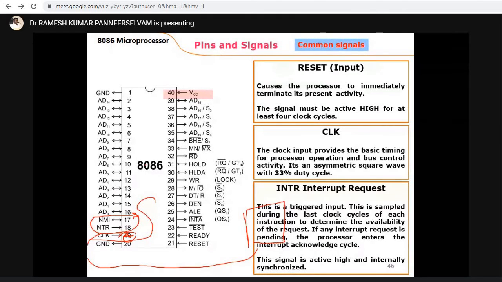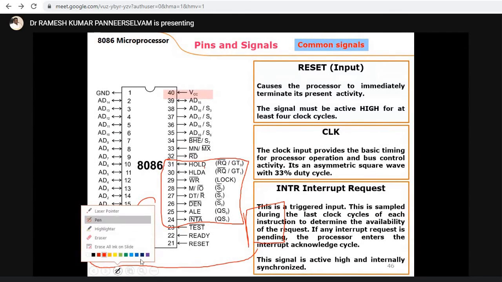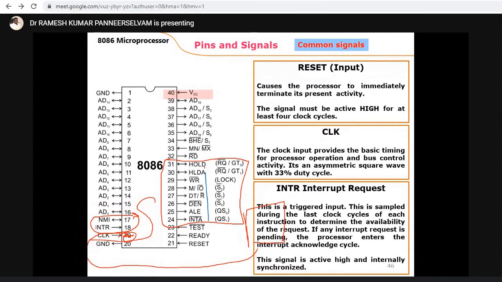minimum mode and maximum mode, which relies only on pin numbers 24 to 31. Pins 24 to 31 make the difference with respect to the mode in which your 8086 microprocessor is currently working. If it is in minimum mode, these signals will be activated like this, and you can work with these signals. When it is in maximum mode, the same pin numbers are used, but the meaning of the pins will change. We will discuss this and then we will close the class.